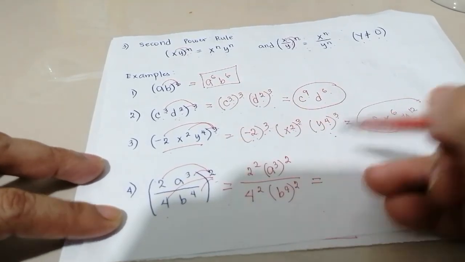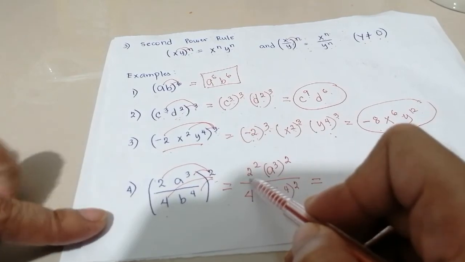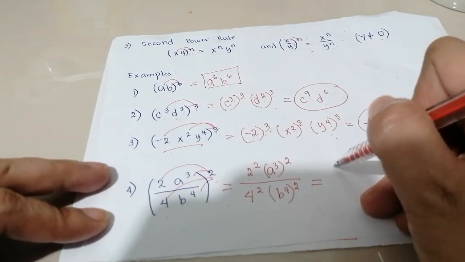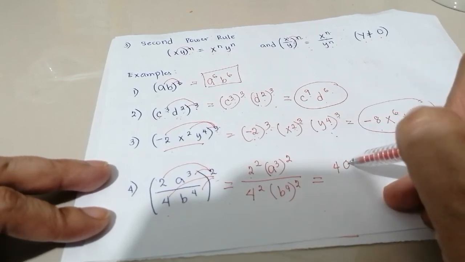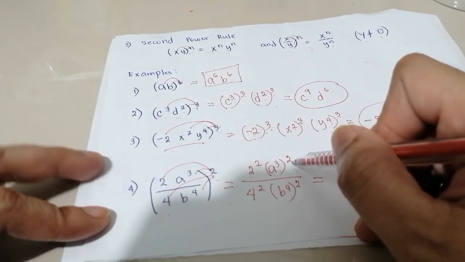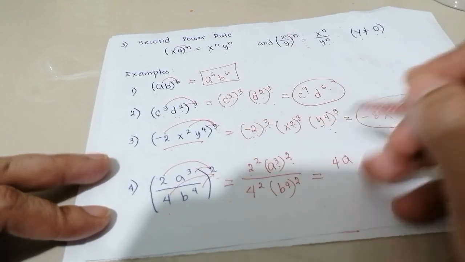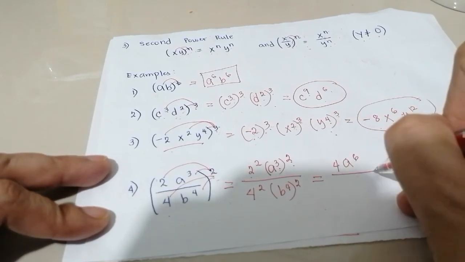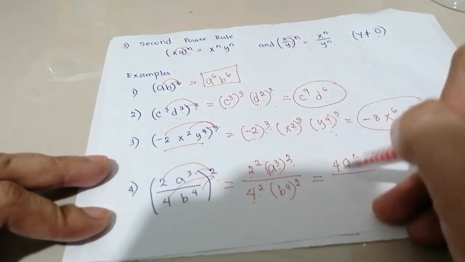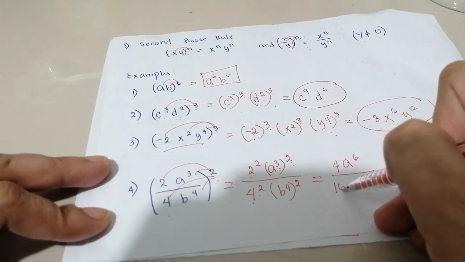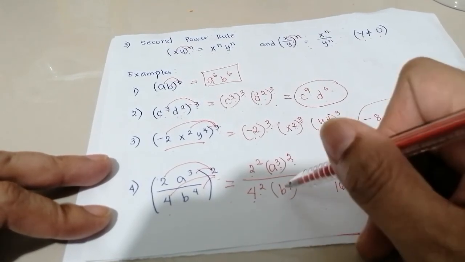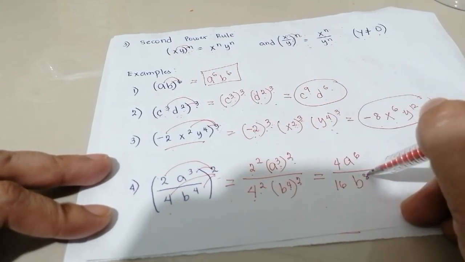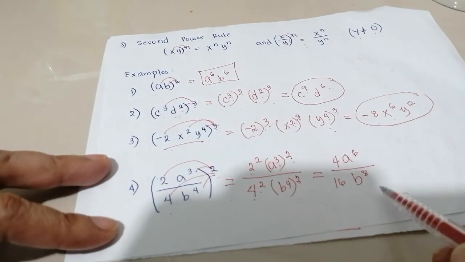Okay, so simplifying this further, 2 raised to the 2nd power, that will be 4. Okay, and then a, double exponent tayo, so we have to multiply 3 times 2, that will be 6, over 4 squared is 4 times 4, that will be 16, and then after, b, 2 times 4, that will be 8. Okay, so this is the answer.